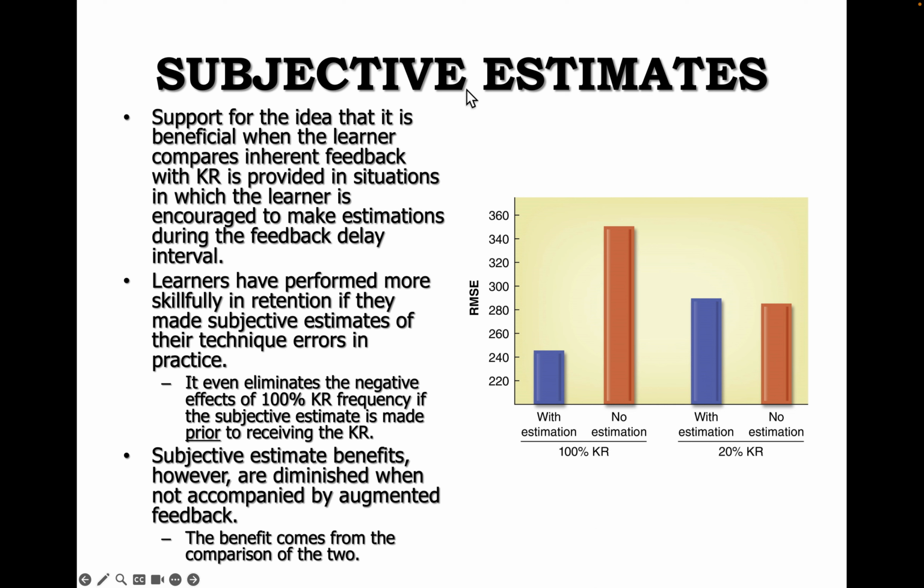However, if we estimate how well we did, our learning effects will be diminished when we are not given augmented feedback. For example, if the person guesses how well they did, but they are not actually given augmented feedback on top of that, their learning will not be as good. The benefit comes from being able to compare the two: comparing how well we think we did with how well we actually did. We need to be able to compare those two to actually get better.